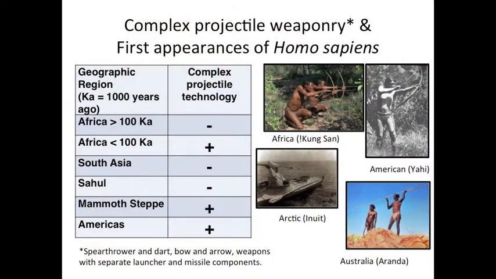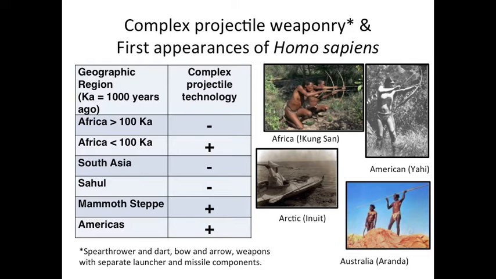Another subject that's interested me in the course of my research is the development of complex projectile technology. Now, complex projectile technology involves a weapon system that has a separate missile and launcher component. So, put simply, bow and arrow, spear-thrower, those sorts of things.